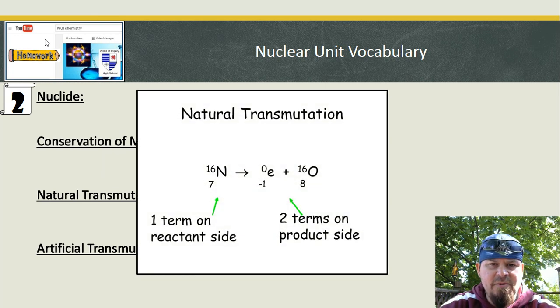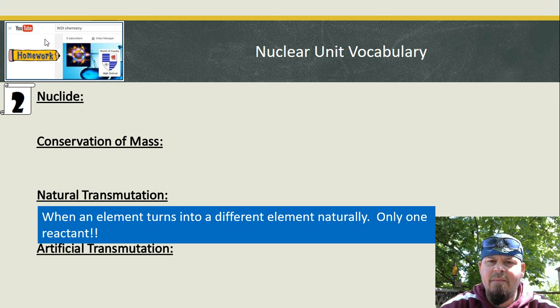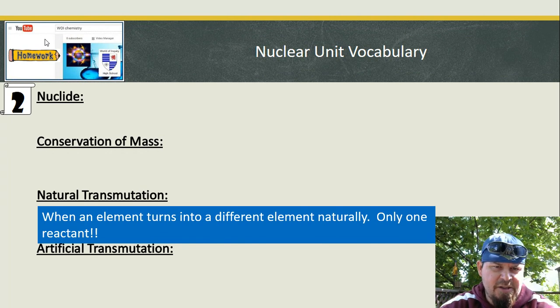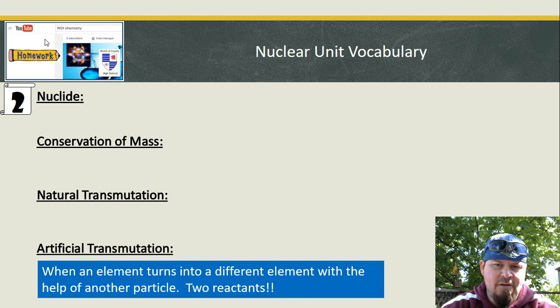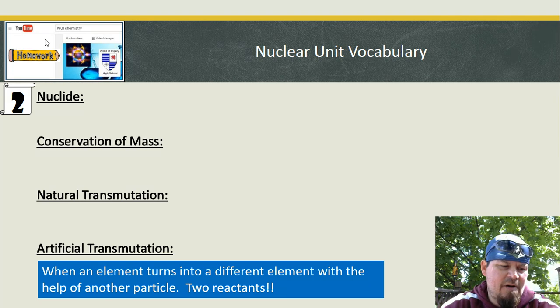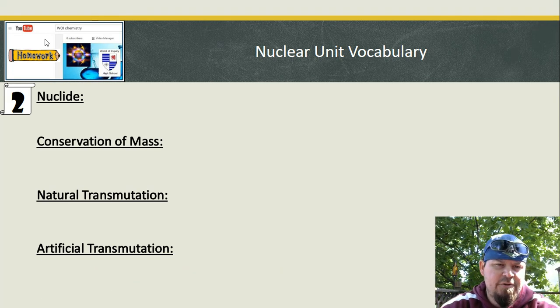Okay, natural transmutation. So this is a natural decay, right? When an element turns into a different element naturally, only one reactant. That's the trick for us. So when you see in a transmutation equation an element turning into some other things, that's natural. There's only one reactant. Artificial, see how there's a neutron in this picture? So if I get that neutron going really fast and I hit that uranium, I can break that uranium. That's called fission. So this is when an element turns into different elements with the help of another particle. Hence, there must be two reactants. And it's also kind of slang for man-made artificial transmutation.